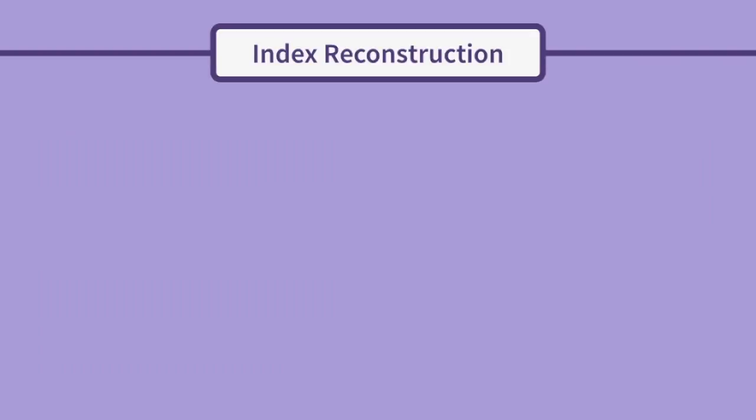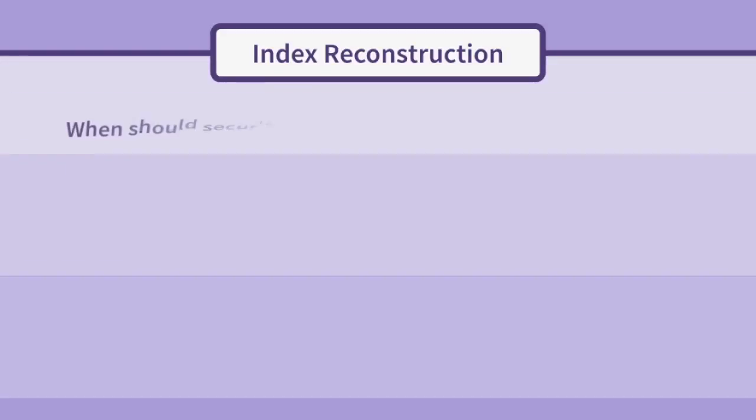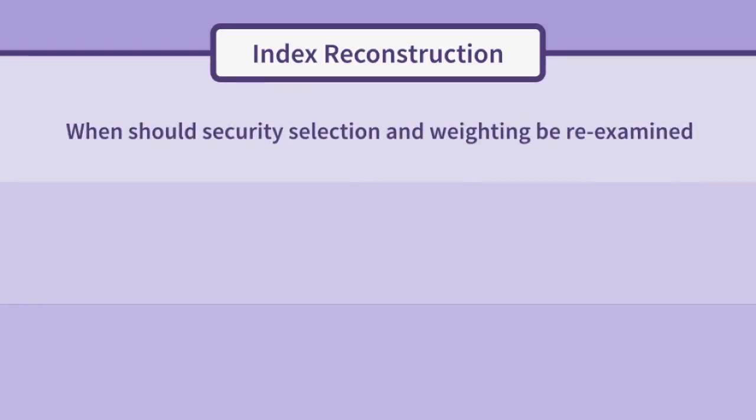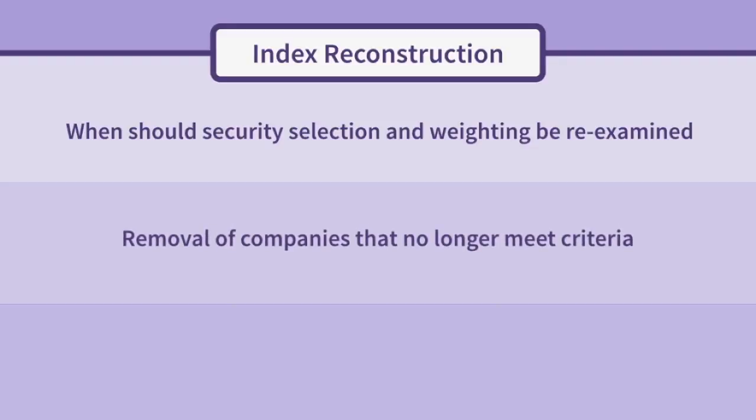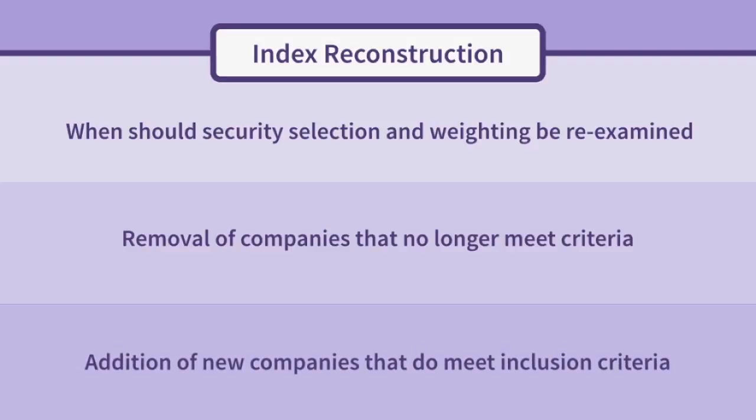Index reconstitution is the process of changing constituent securities in the index. This is the final issue index managers face, and is often done in conjunction with rebalancing the index. When constituent securities no longer meet the inclusion criteria, they may be removed from the index at the next rebalancing date. Additionally, new securities may be added that better fit the inclusion criteria.